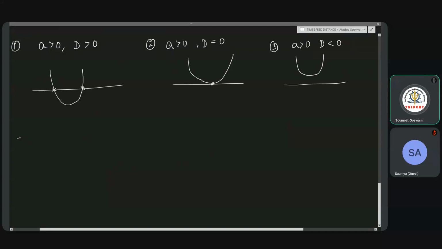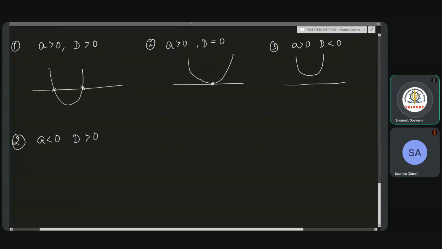But what if it is the mirror images that we are taking now, okay? So A is less than 0, D is greater than 0. So D remains the same. D has only three properties: greater than 0, equal to 0, less than 0. So D's properties are the same.